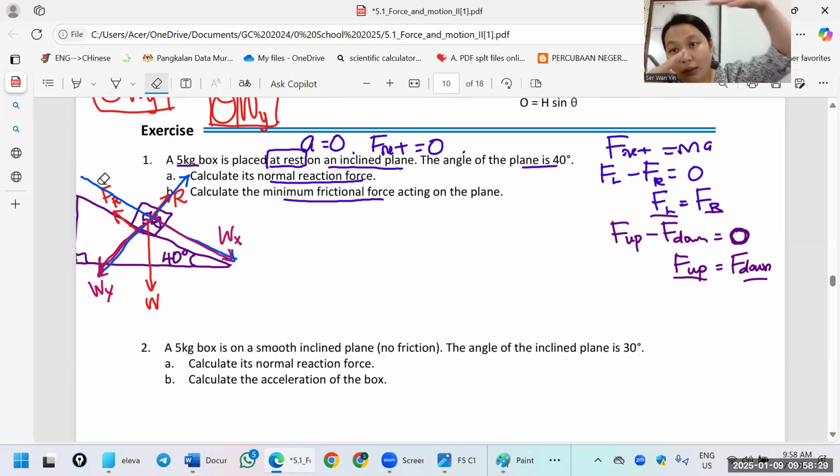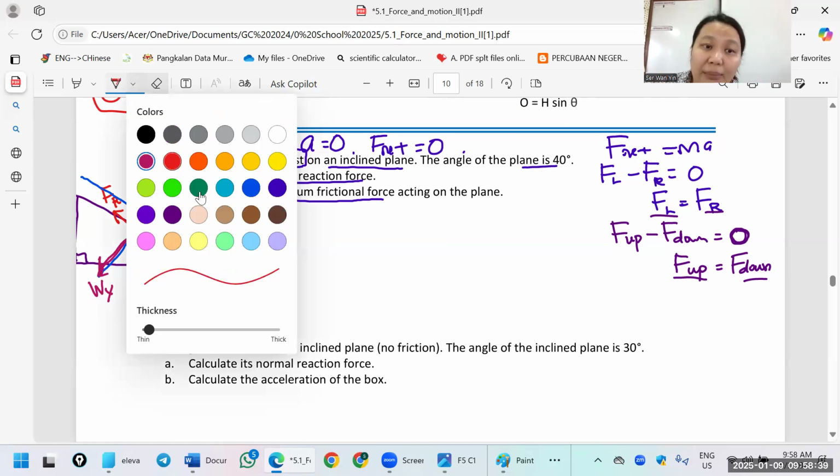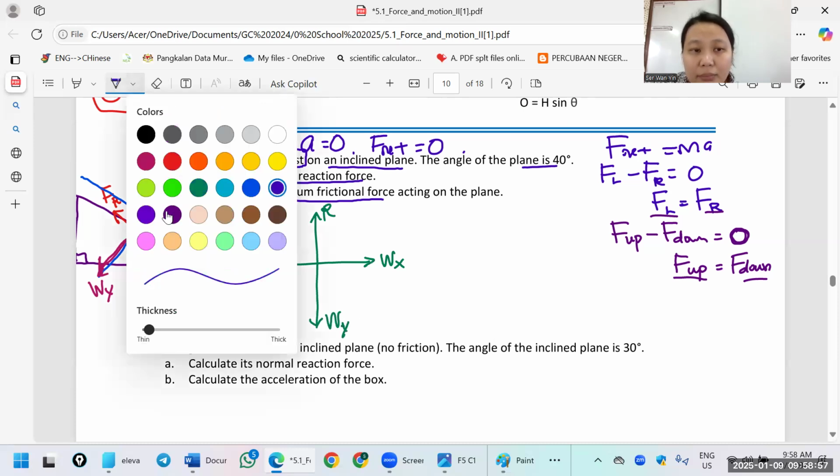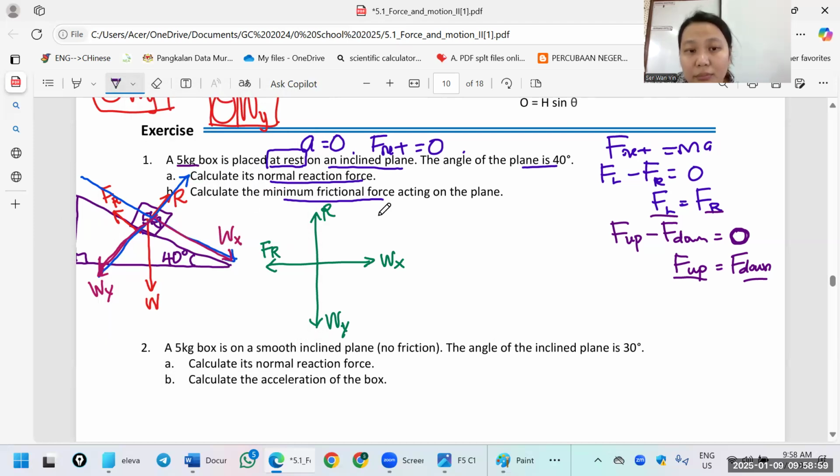So actually your axis tilted. So if you feel hard to see, then you can make it upright. You can redraw it, but label in proper place. This is R. This is WX. This is FR. This is WY. So this is W.